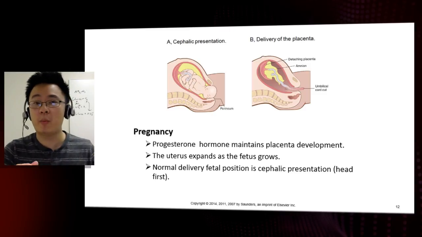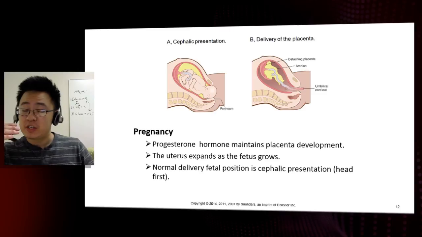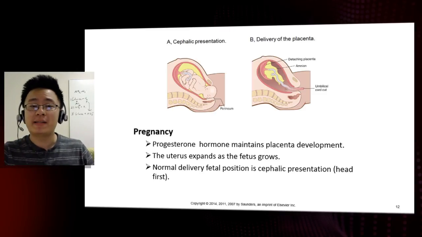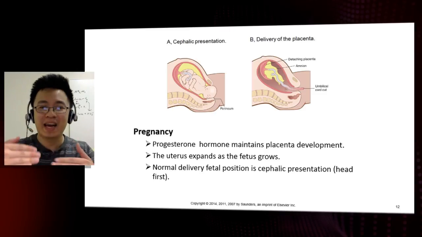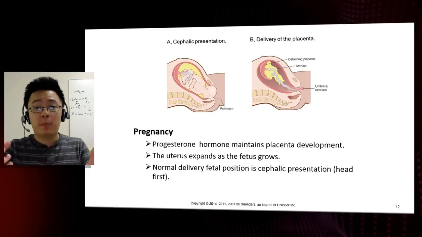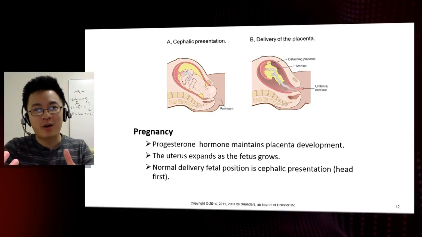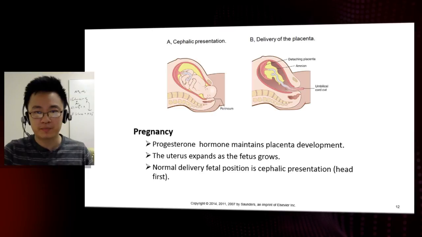Okay, let's go ahead and talk about the pregnancy. Now, progesterone. If fertilization does happen and there is pregnancy, progesterone helps maintain the placenta's development. And while the embryo is developing and getting bigger and bigger, the uterus begins to expand in order to help accommodate how large the embryo and the fetus is growing.